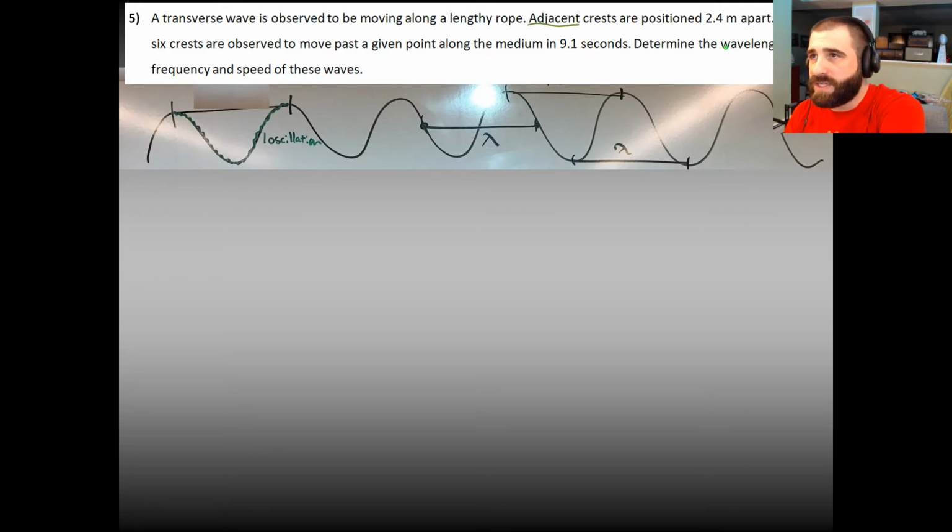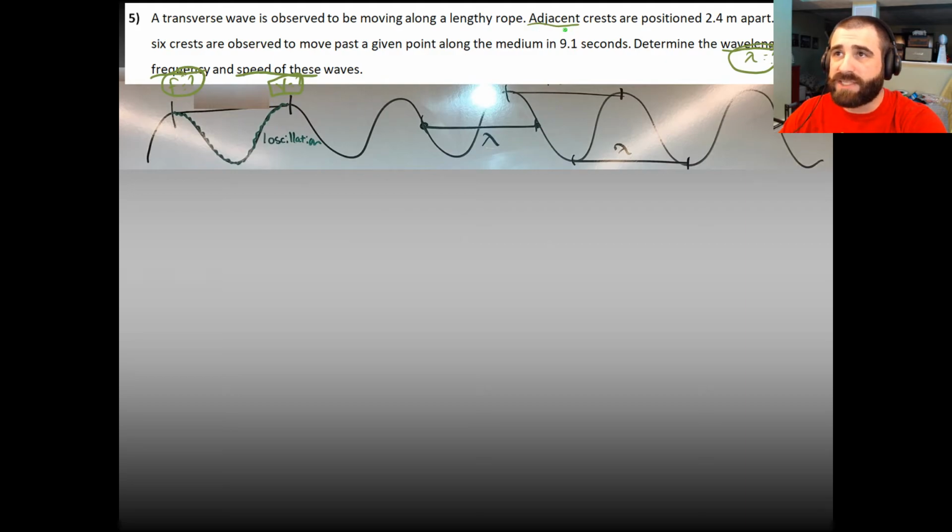All right, so they want us to get wavelength. They want us to get frequency, question mark. And they want us to get the speed of these waves, V equals question mark. 1, 2, 3. All right. Let's see. Okay, what do we do?